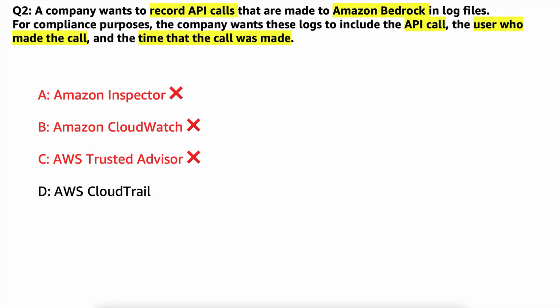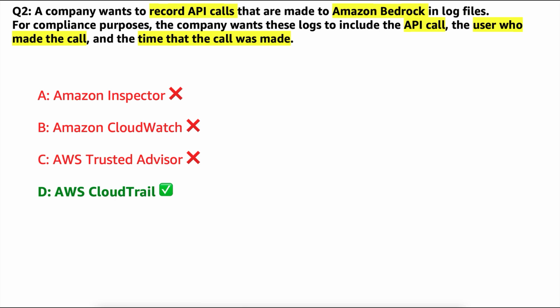This leaves us with option D, AWS CloudTrail. This is the correct answer. You can use CloudTrail to monitor and log API calls in AWS accounts. CloudTrail records contain the API event, the user who made the API call, and the time that the call was made.